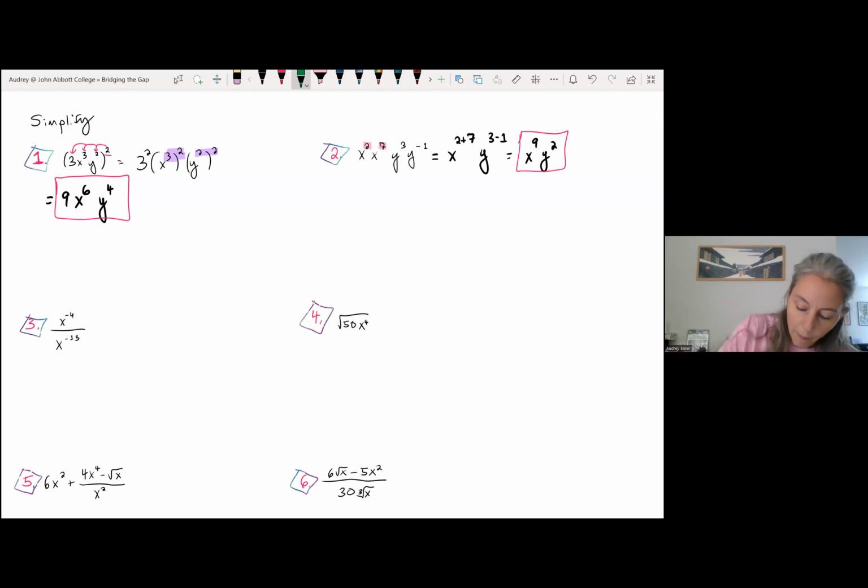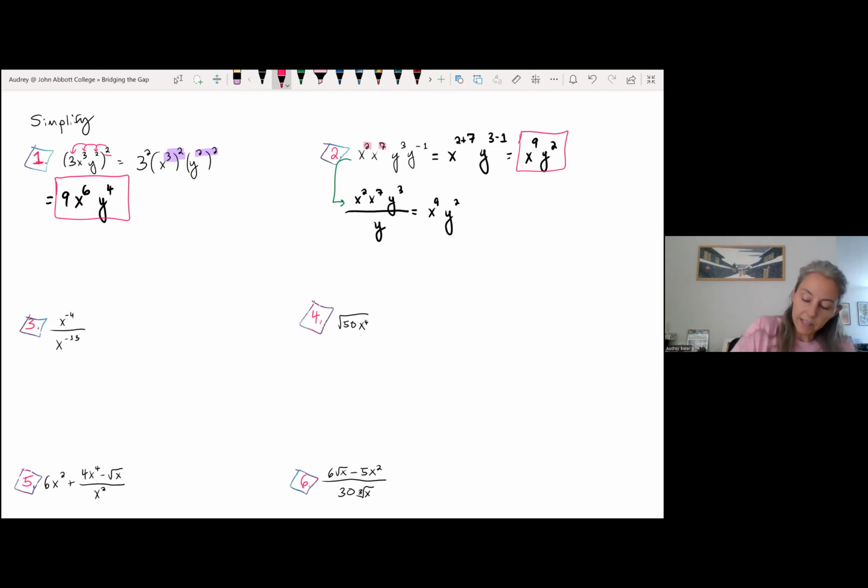Note that I also could have thought about this in a different way. Some people like to get rid of negative exponents before doing anything. So I could have also thought of this as x squared, x to the 7th, y cubed, all over y. Remember, negative exponent just means bring down to the denominator. So then this still becomes the same thing. x squared, x to the 2 plus 7 is 9. And y to the 3 minus 1 is 2.